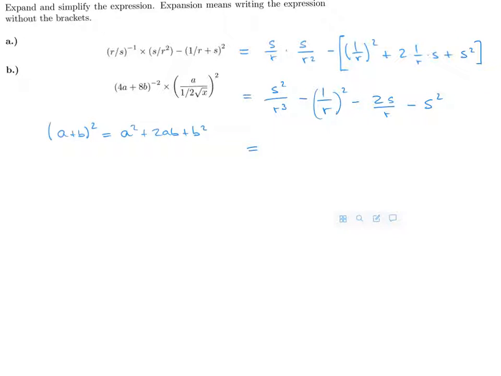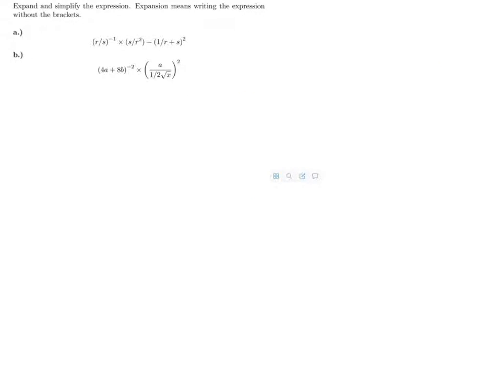Okay, so let's simplify this a little bit further. So s squared divided by r to the power of 3 minus 1 to the power of 2 divided by r to the power of 2 minus 2s divided by r minus s squared. And this is then equal to 1 divided by r squared minus 2s divided by r minus s squared. Okay, so let's now turn to exercise B.